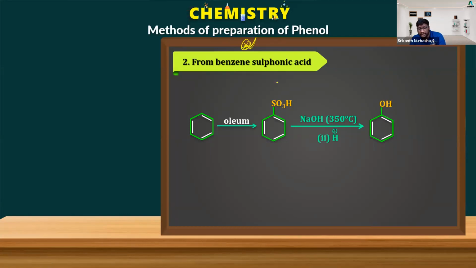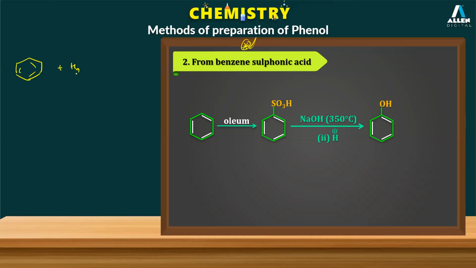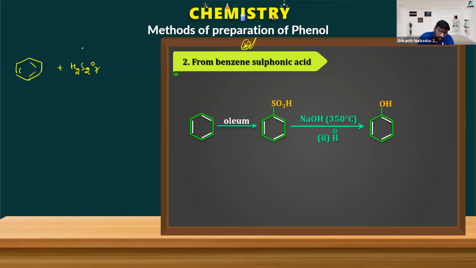So how to generate benzene sulfonic acid? From benzene you can do the reaction. Benzene is treated with oleum. Oleum is what, students? SO3, H2S2O7, or you can say this is H2SO4 plus SO3. SO3 will be acting as an electrophile. So the pi electrons attack; this is an electrophilic substitution reaction.